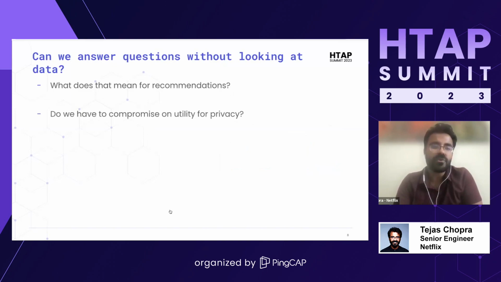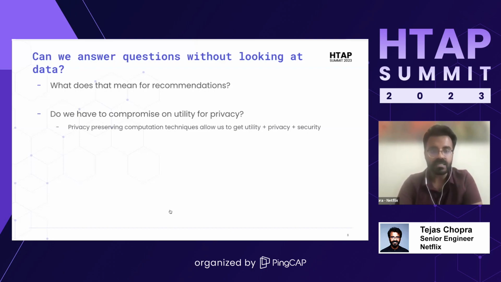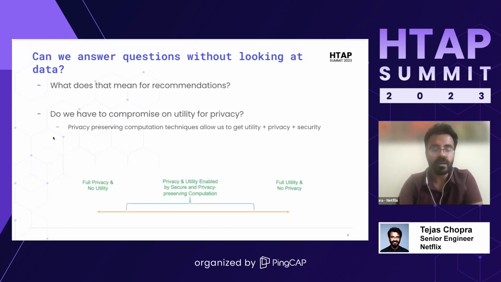So do we really have to compromise on utility for privacy? Privacy preserving computation techniques allow us to get utility, privacy, and security. So on the one hand, in the healthcare example, you have full privacy but no utility. On the other hand, you have full utility but no privacy. We want to be somewhere in the middle, where we get some amount of utility, but we do not give away any privacy. This is what privacy preserving compute enables.